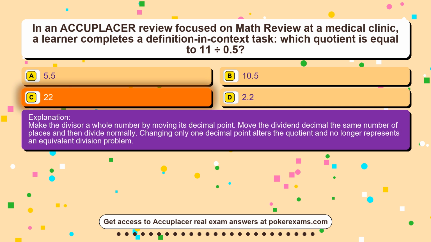Make the divisor a whole number by moving its decimal point. Move the dividend decimal the same number of places and then divide normally. Changing only 1 decimal point alters the quotient and no longer represents an equivalent division problem.